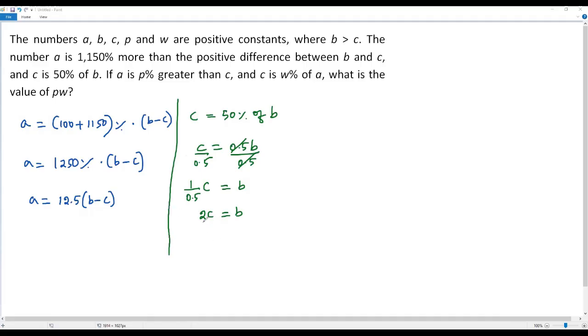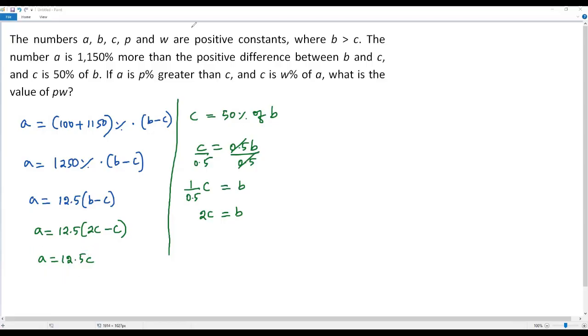Okay, now what we can do is we can plug in this 2C for B over here to simplify this equation further. Then I'm getting A equals to 12.5 times 2C. I just plugged in 2C for B over here, negative C. Then I'm getting A equals to 12.5. When I simplify this one, 2C negative C is just C. Okay, here I got the value of A in terms of C, that is A equals to 12.5 times C.